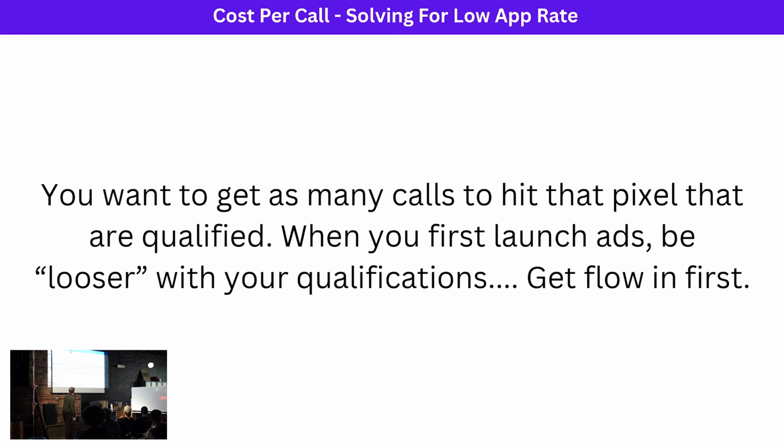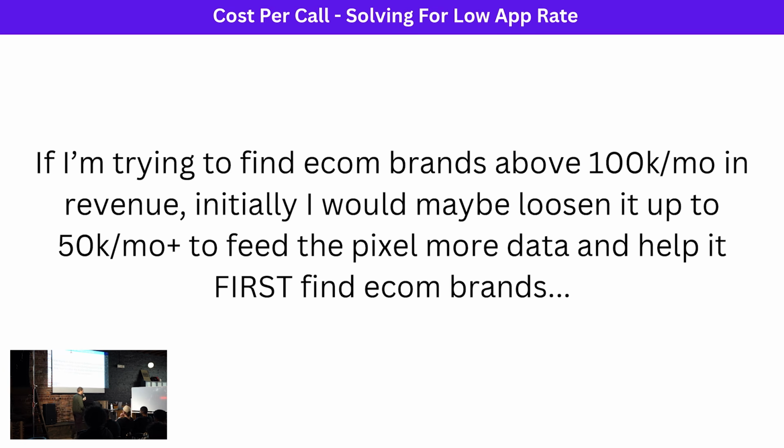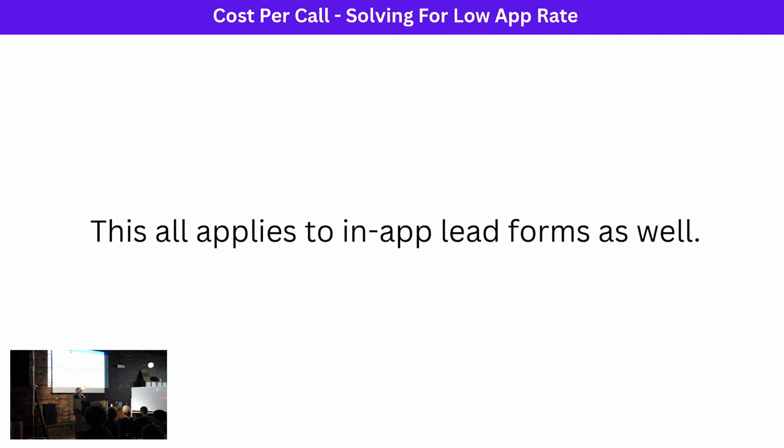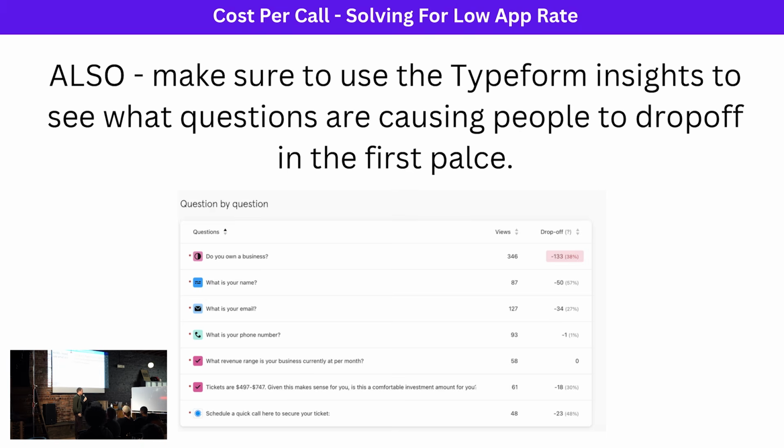Cool. So you want to feed the pixel people that are qualified when you first launch ads, because basically the looser you are with your qualifications in the application, the more flow you're going to get. So if I'm trying to find e-com brands, for example, above 100K a month in revenue, I would maybe initially loosen up the actual application to like 50K a month to feed the pixel more data and help it first find e-com brands. Then later I can get more restrictive, and it just trains up the pixel better at lower spends. So all this applies to in-app lead forms as well.